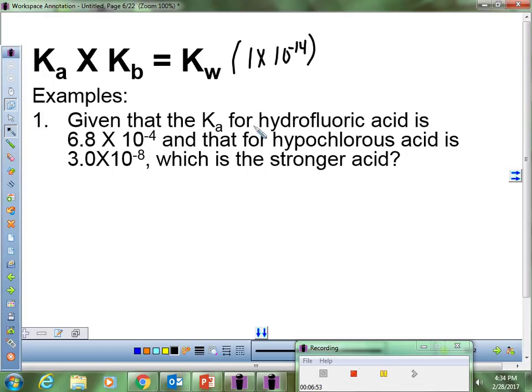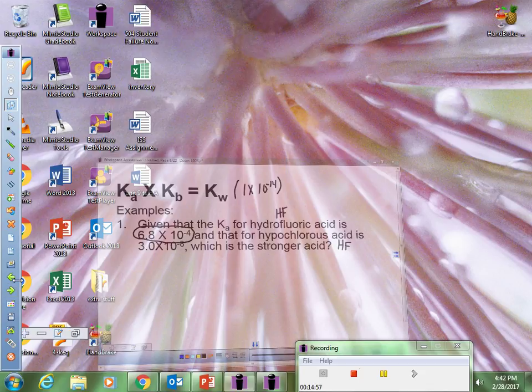And it says given that the Ka for hydrofluoric acid, which is HF, is 6.8 times 10 to the negative 4th, and that hypochlorous acid is 3.0 times 10 to the negative 8th, which is a stronger acid. Well, the stronger acid is the one with the larger Ka, and this is larger, so therefore that is a stronger acid. Bigger the K, the stronger acid. Strong acids like hydrochloric acid, they don't have a K value, but they're very strong because they break apart all the way.